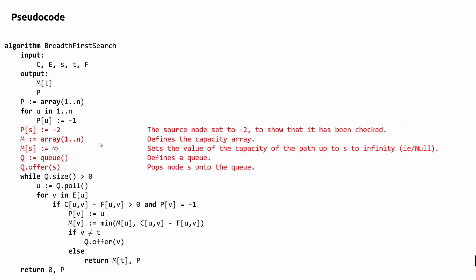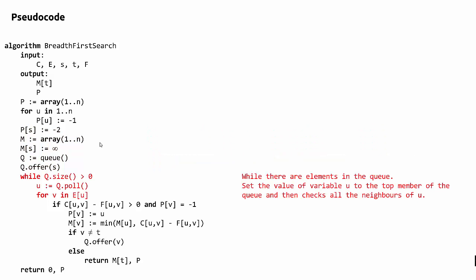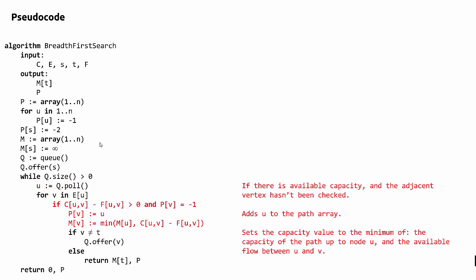You mark that you've checked the source, you define this capacity array, you set it equal to infinity, which is essentially saying that there's not available amount of capacity at MS because there's not been any flow yet, you're still at the source. You define a queue, which is essentially a stack, you pop S onto the queue because that's what you're going to be checking now. So while the queue size is greater than 0, you put U equal to what you pop off the stack, in this case it'll be S, and you set up a loop that checks all the neighbours of this node.